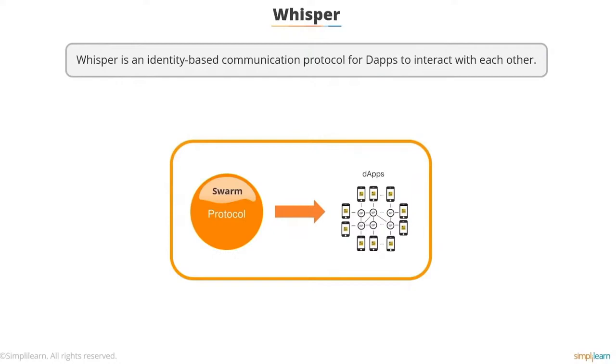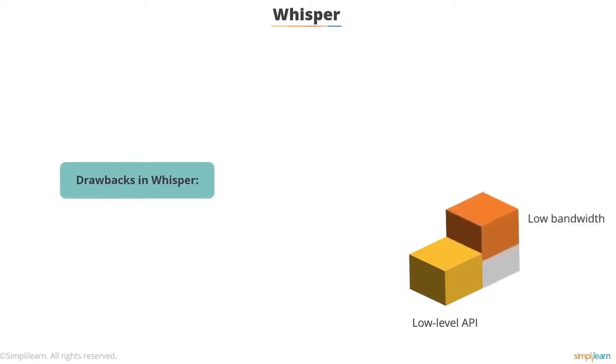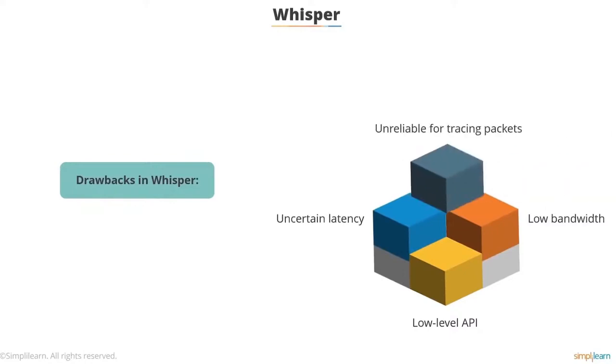Some of the drawbacks of Whisper are as follows. It has a low-level API, which is only exposed to DApps and never to users. Second, it has low bandwidth and is not designed for large data transfers. Third, it has uncertain latency. And lastly, it has no reliable methods for tracing packets.